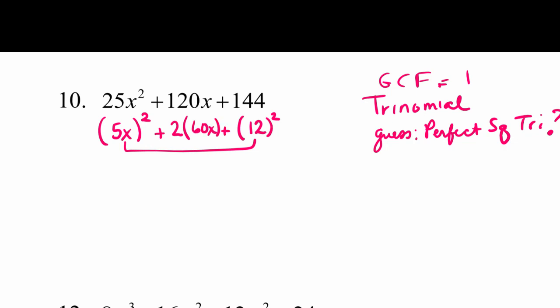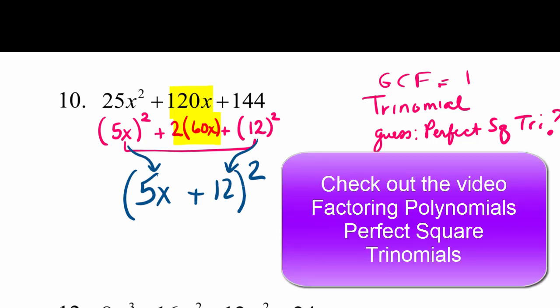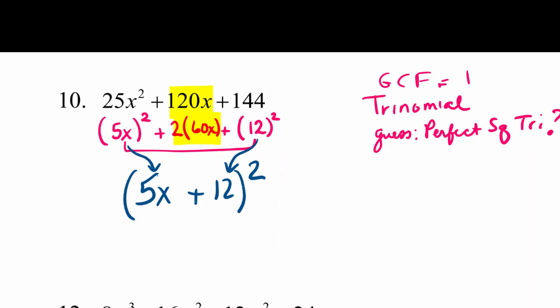And so 2 times 60x is 120x, isn't it? These match. What does that mean? That means that we do have a perfect square trinomial. Yes, we've checked that, which means that we can just factor as a square: 5x plus 12 squared. So we're just using those numbers here. And again, if you need to see more examples, this one's a tough one to look for this pattern, then go check out the video on perfect square trinomials so you can see more examples.